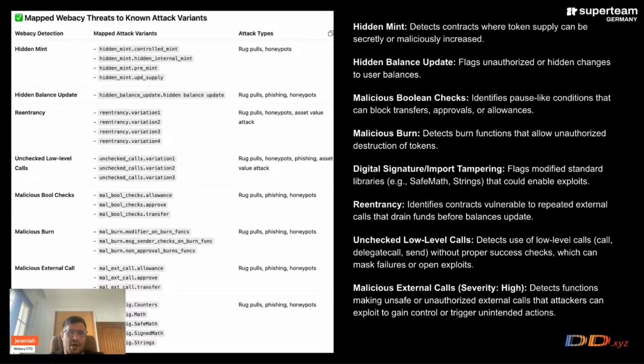That means tampered import libraries from things like OpenZeppelin, like SafeMath. If they change the arithmetic from a plus to a minus, it could be devastating.